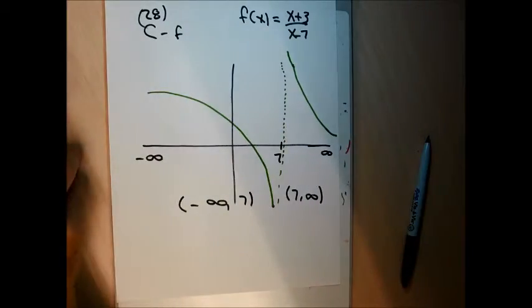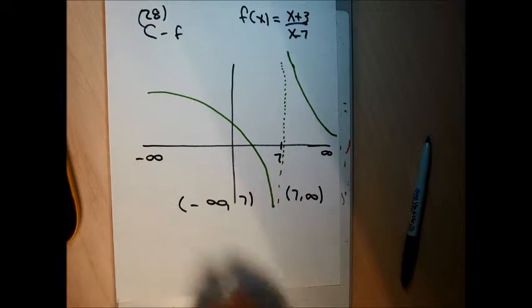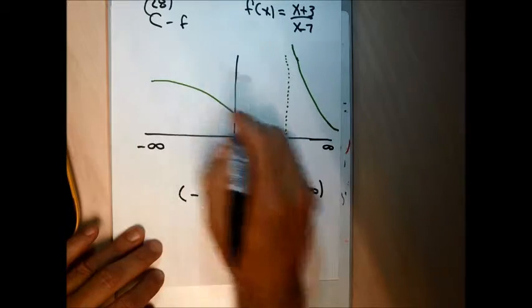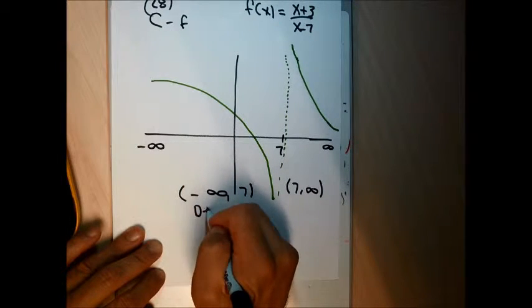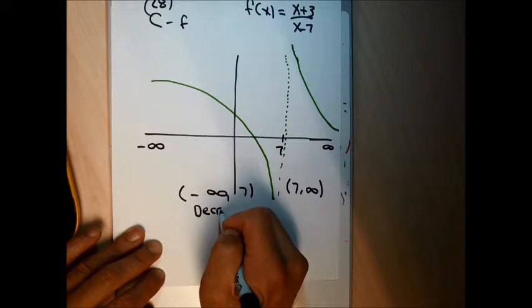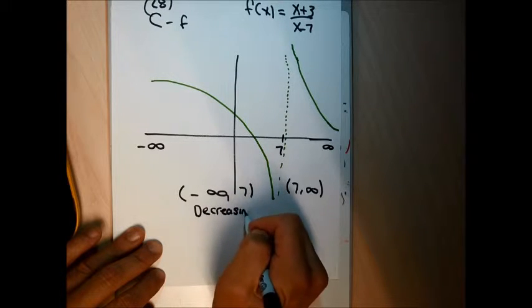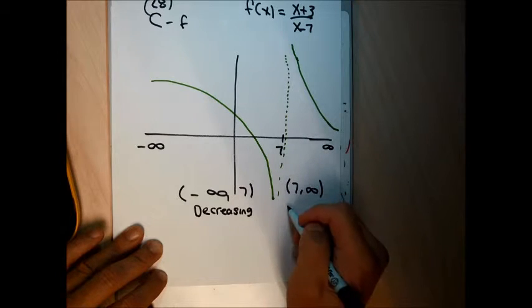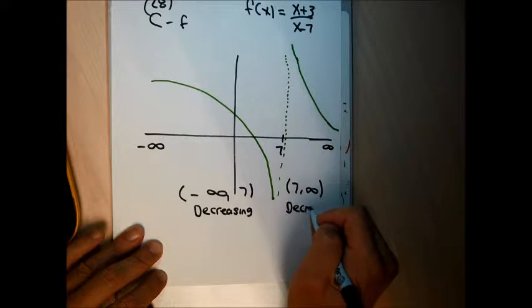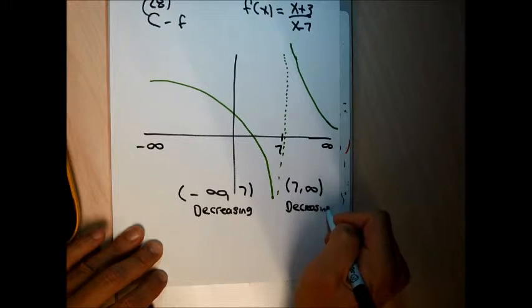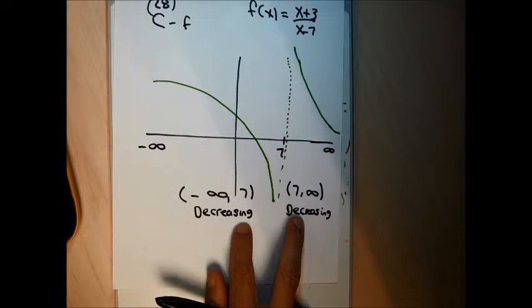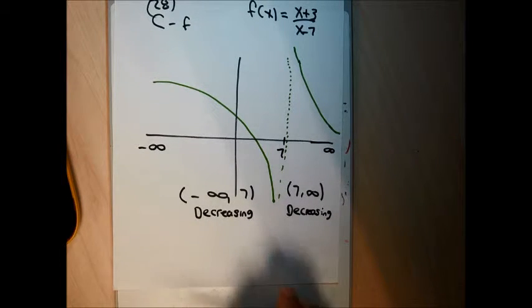So in terms of increasing and decreasing, from the graph, it should be easy to see that in this region right here, as I move from left to right, the graph is going down. So that's going to be a decreasing interval. And in this region, as I move from left to right, the graph is going down as well. So that's another decreasing interval. The graph is never increasing, so it never changes from increasing to decreasing or decreasing to increasing, so I won't get any humps or values. There's no maximum or minimum points.